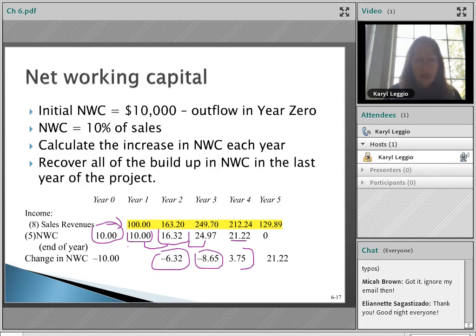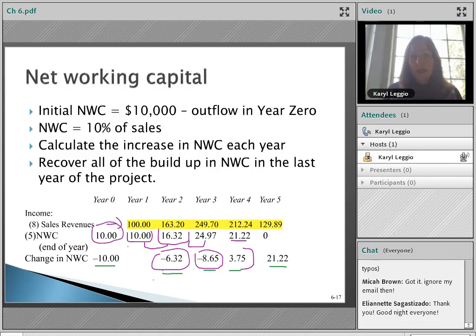So what's the working capital? Let me change colors to make it a little easier to see here. So what's the working capital we built up? We spent $10,000 initially. We spent $6,320 in the second year. We spent $8,650 in year 3. We recovered $3,750 in year 4. So if you add all those together, they sum up to $21,220. That's how much we've spent on working capital in net up through year 4.